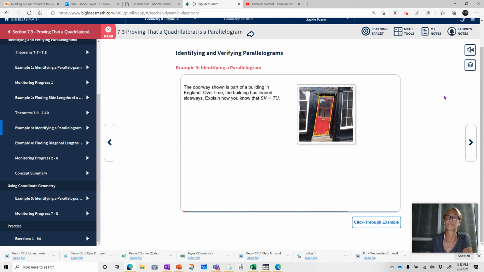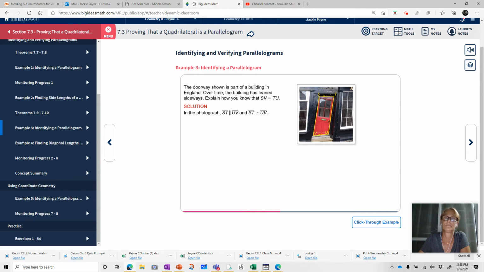The doorway shown is part of a building in England. Over time, the building has leaned sideways. Explain how you know that SV equals TU. Solution. In the photograph, segment ST is parallel to segment UV, and segment ST is congruent to segment UV.